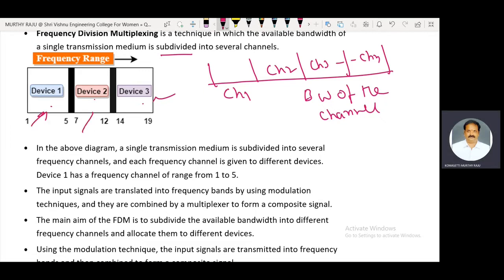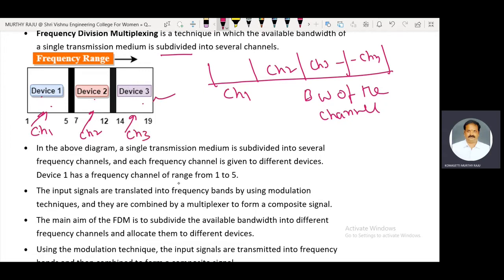This is channel 1, this is channel 2, channel 3. These are the subdivided channels, and each frequency channel is given to different devices. Channel 1 is allocated to device 1. Channel 2 is allocated to device 2. Channel 3 is allocated to device 3.